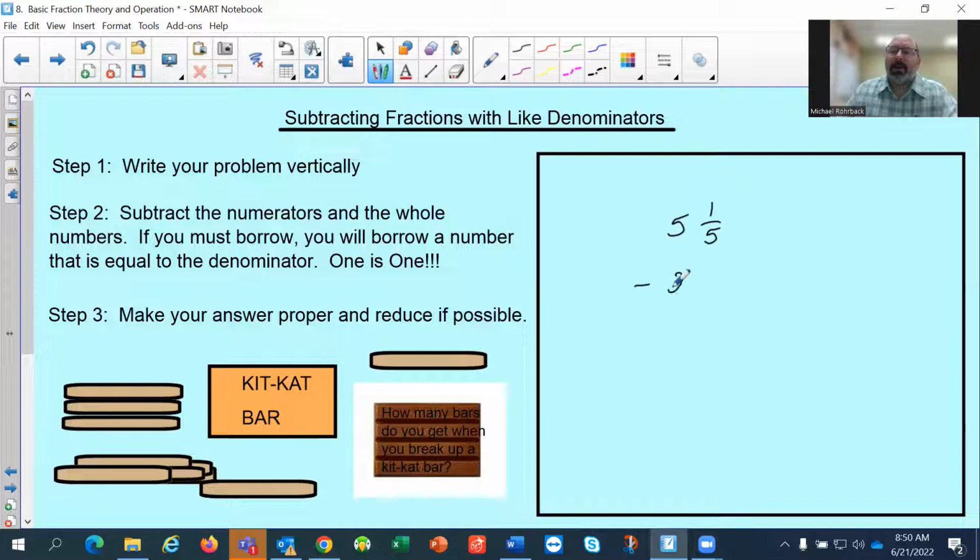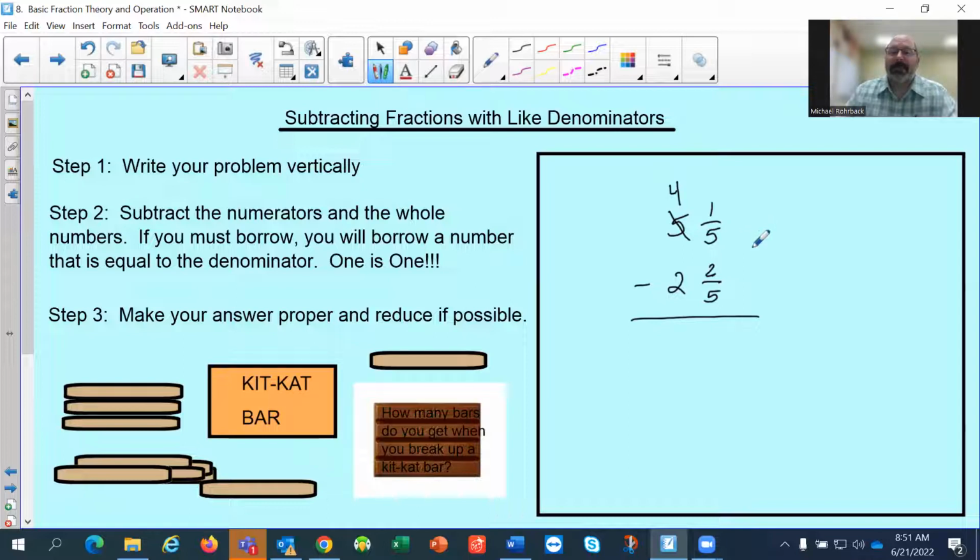5 1/5 minus 2, and we'll do 2/5. Okay. We cannot do 1/5 minus 2/5, so we're going to borrow. I'm going to cross this out. This is going to become a 4. We're going to regroup. Now, pause the video, write down what you think this is going to be, and then pick it up again, see if you got it right. All right, give you 3 seconds.